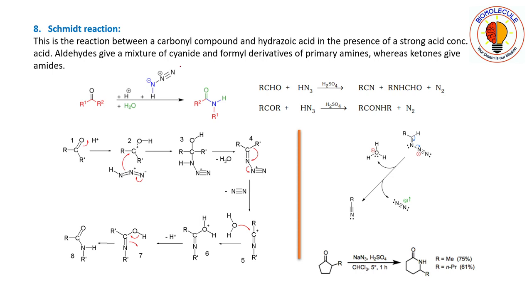Now this hydrazoic acid has a resonance structure like this. This N minus can delocalize over this nitrogen single bond, and this bond can open up to give a resonance structure like this. So these two are the canonical structures, the resonance forms of hydrazoic acid. We are using this resonance structure for the reaction.